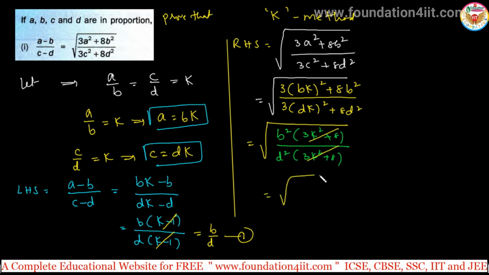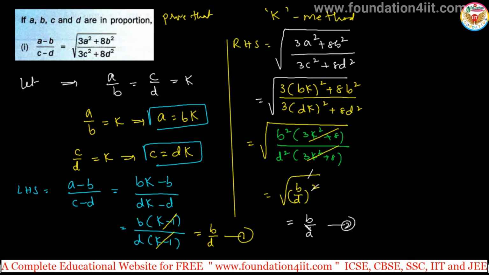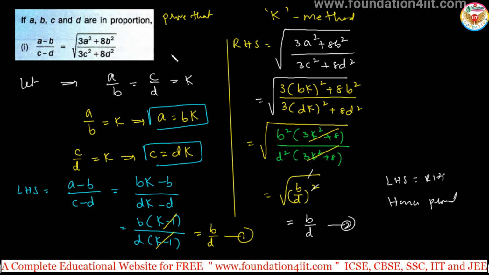Now this we can write as square root of (b by d) whole square. Square and square root cancel, then that is b by d, equation 2. So from equation 1 and 2, LHS is equal to RHS. Hence proved. So this is the k method. Even for continued proportion, this k method or alternate method you can apply to solve any problems.